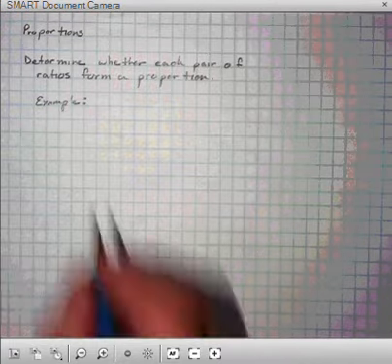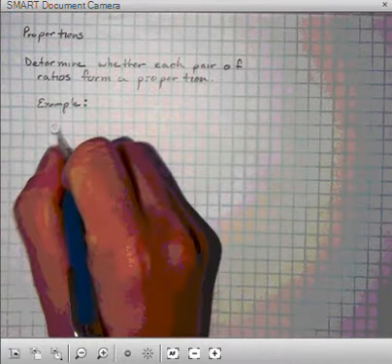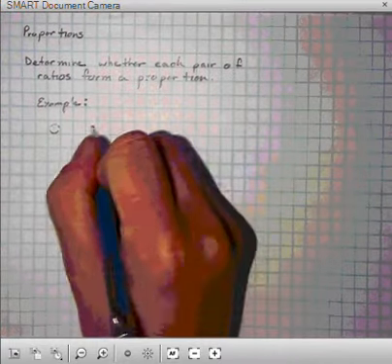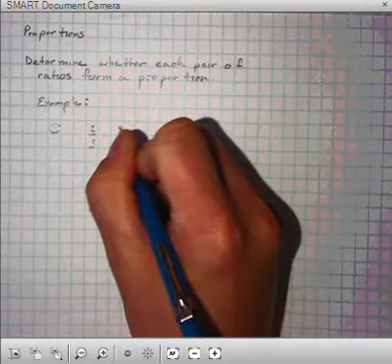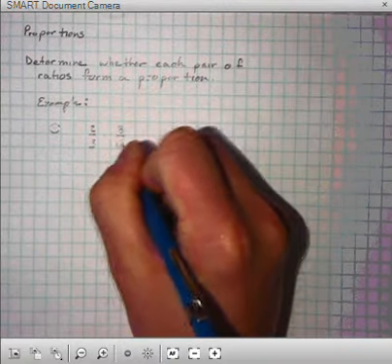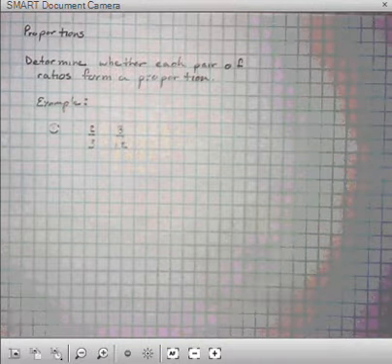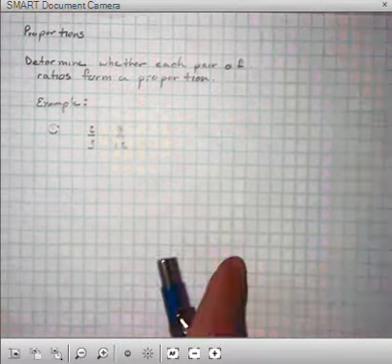Now let's look at a couple different examples. Here's our first one. We'll do 2/3 and 8/12. We have to determine, are those proportional?